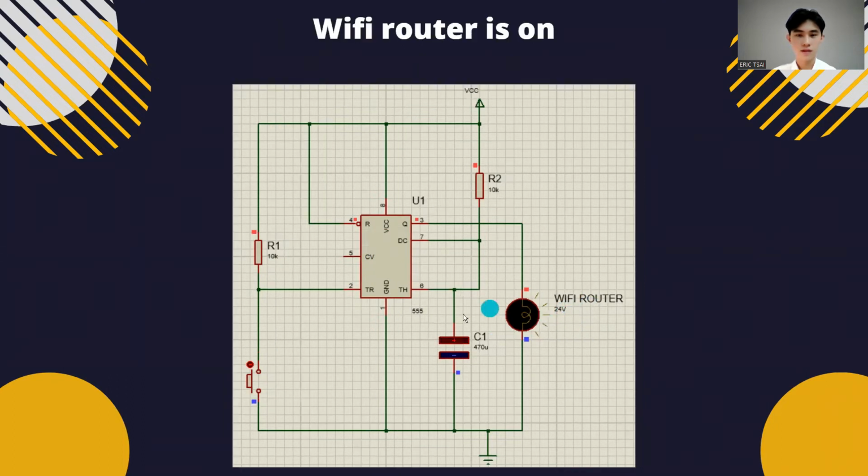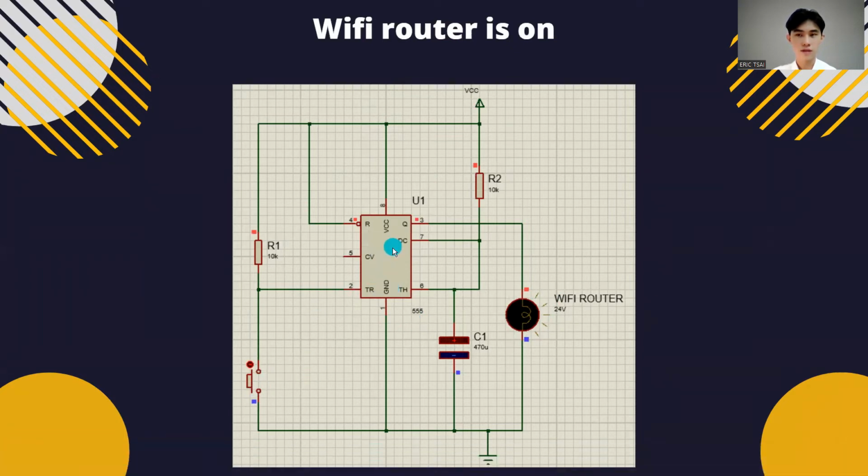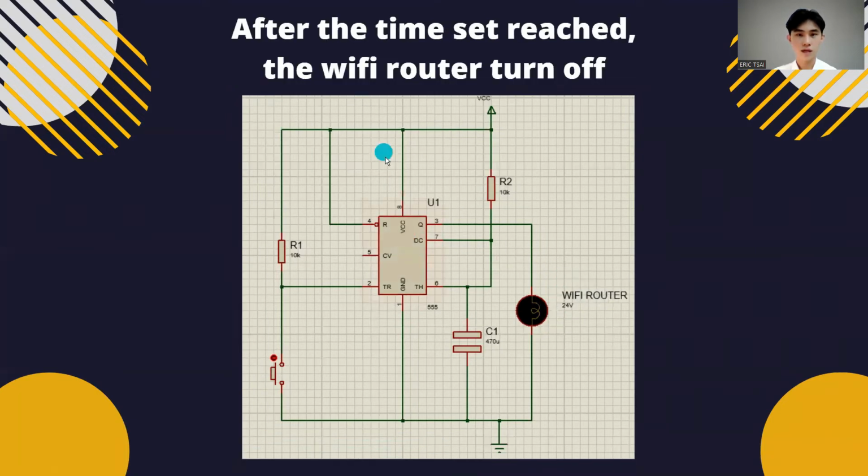Then the Wi-Fi router will stay on even though the push button is not connected, because the timer is already set, and the Wi-Fi router depends on the time. After the time has reached the period that we set, the Wi-Fi router will turn off automatically.